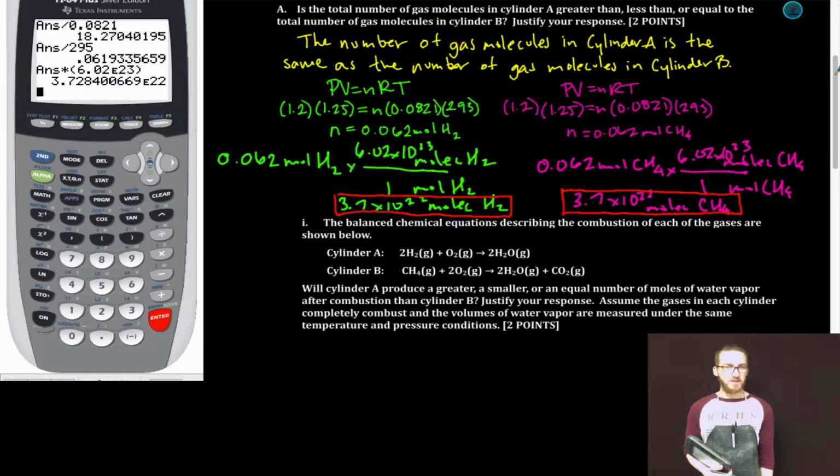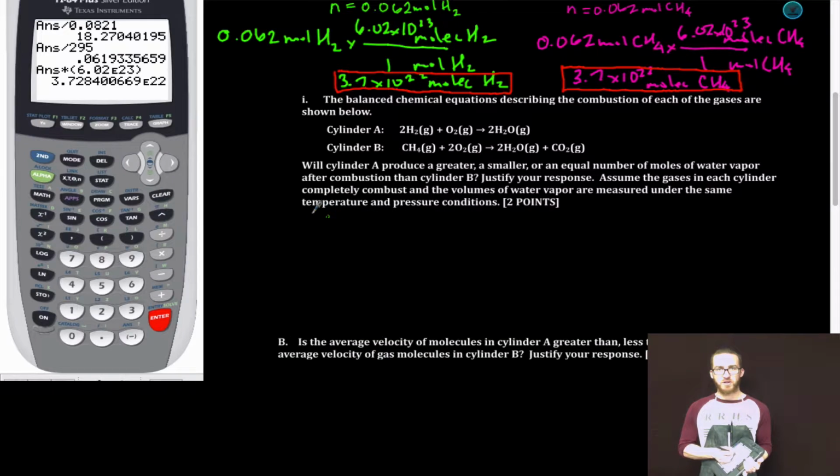Subpart I. The balanced chemical equations describing the combustion of each of the gases are shown below. Will cylinder A produce a greater, a smaller, or an equal number of moles of water vapor after combustion than cylinder B? Justify your response. Assume the gases in each cylinder completely combust and that the volumes of water vapor are measured under the same temperature and pressure conditions. Alright, let's first do cylinder A.